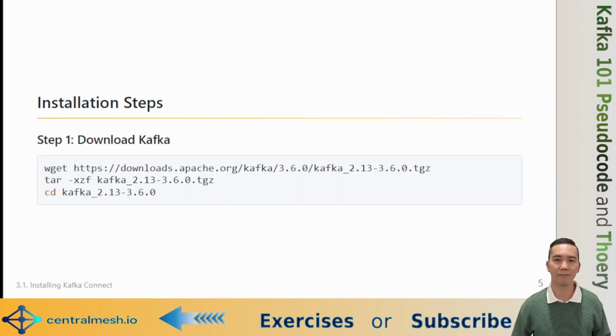Let's walk through the installation process. The first step is downloading Apache Kafka from the Apache website. Once downloaded, we extract the archive and change into the Kafka installation directory. At this point, Kafka Connect is already installed because it's bundled with Kafka. If you previously installed Kafka for earlier exercises, you can simply reuse that installation and skip directly to verification.